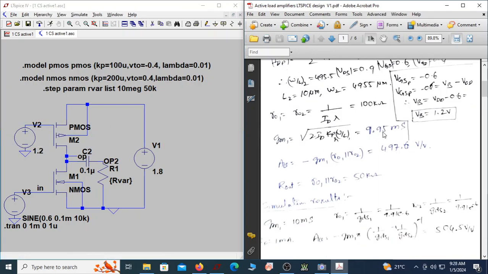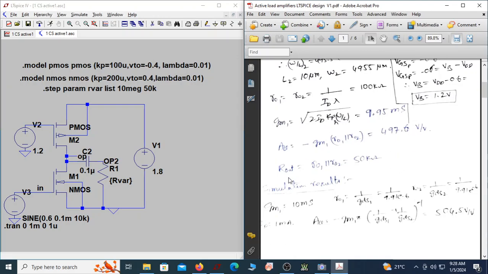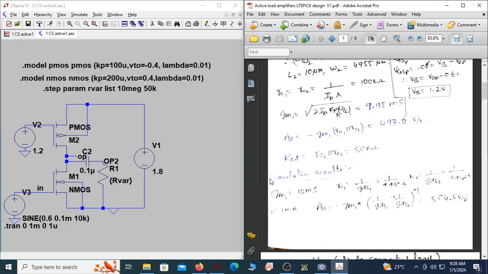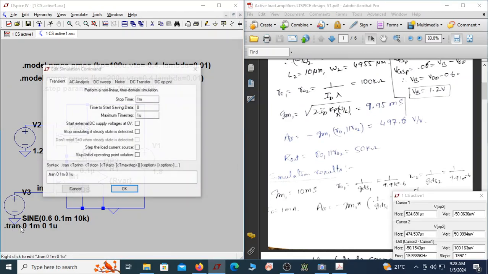These are the values of gm. From our theory, the Av expression is gm1 into (ro1 parallel ro2), which comes out to be 496.6 volt per volt, and the Rout looking from here should be ro1 in parallel with ro2. Because ro1 is 1 over ID into lambda, and ro2 is also 1 over ID into lambda, as the same ID flows and we are assuming the same lambda of 0.01 for both transistors, these two values are the same, equal to 100k. Their parallel combination is 50k.